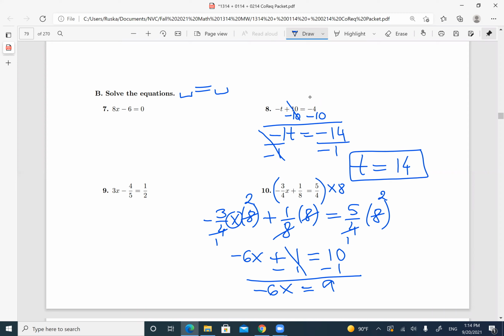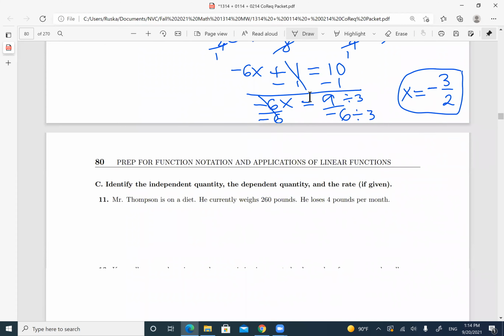And then we're going to just divide by the number in front of x, always, negative 6. So that gives me 1x equals, now here you can reduce, you can divide by 3 up and down. So we're going to get x equals negative 3 over 2. So that's how you solve this type of equation. Okay, everybody good so far? Yes, ma'am. Then you're going to go to the next part, C.